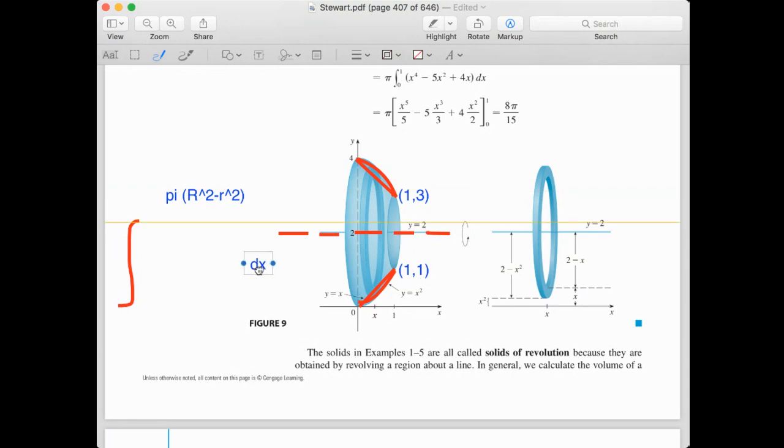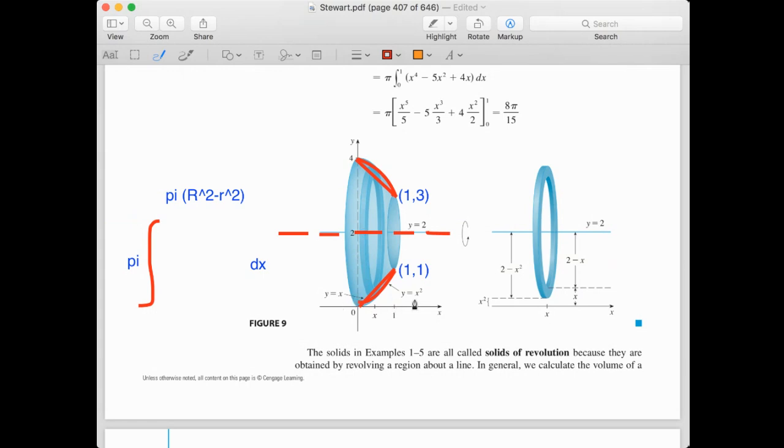dx, right? We have this integration dx. So we need to figure out the integrand and the lower and upper limits. Well, let's do one by one. Pi we can leave outside, right? Let's leave pi outside. So basically we want to find the big R and small r. So we'll put pi outside the integration. So the task is to find the big R, find the small r, and find the lower limit and upper limit. Right? The lower and upper limits we see are obvious, or we can solve them, right?